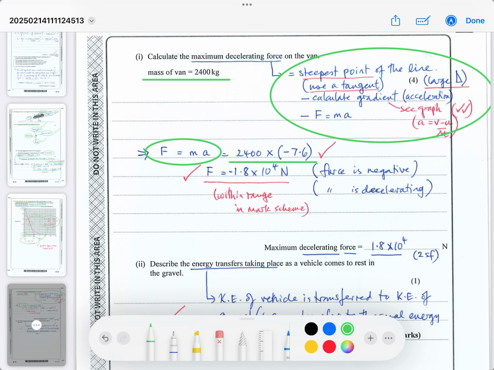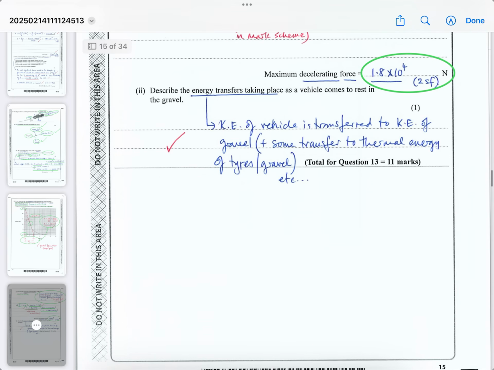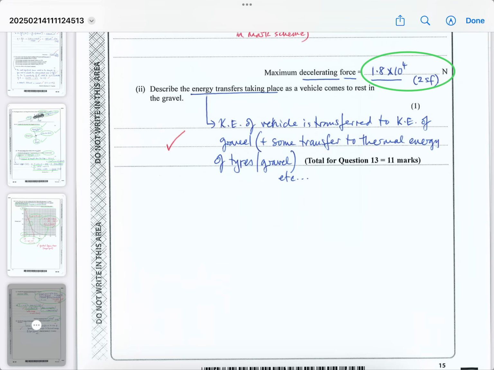The deceleration rate was 7.6 in my case, which will give you 1.8 times 10 to the 4 newtons of decelerating force. I put it as negative, but they just want you to know the size of the force, so I round it up to 1.8 times 10 to the 4. I didn't do a 3 significant figure one, so you can check my calculation for me if you wish. The force is negative because the gradient shows deceleration. So that's part 1. Part 2 then says describe the energy transfer taking place as a vehicle comes to rest in the gravel.